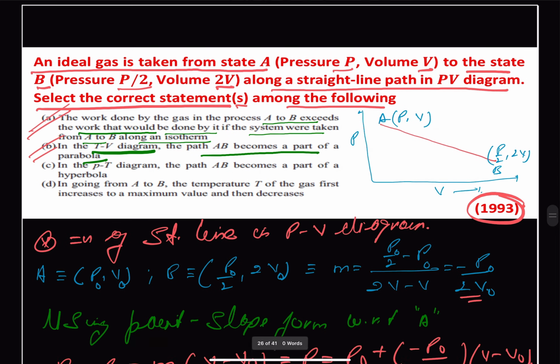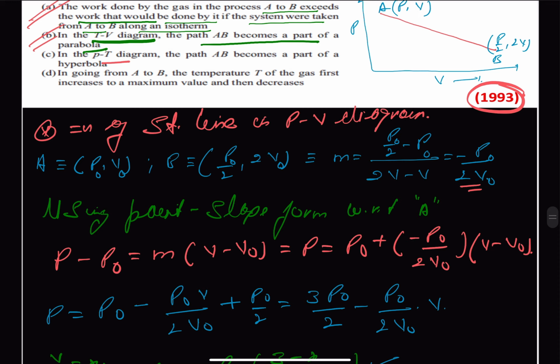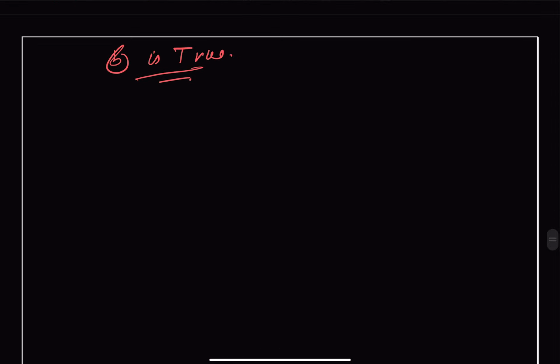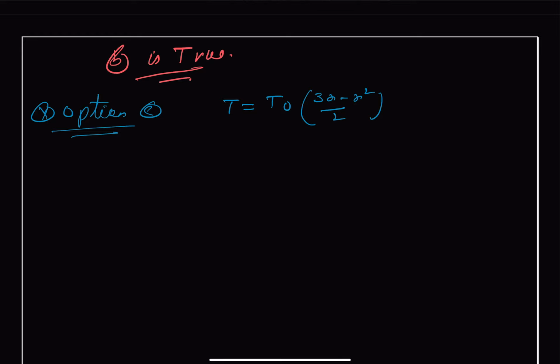We come to option C. In the PT diagram, the path AB becomes a part of a hyperbola. So we start with option C, and we already know that T is equal to T naught times 3x minus x square upon 2, and we also know that P is equal to P times 3 minus x upon 2.